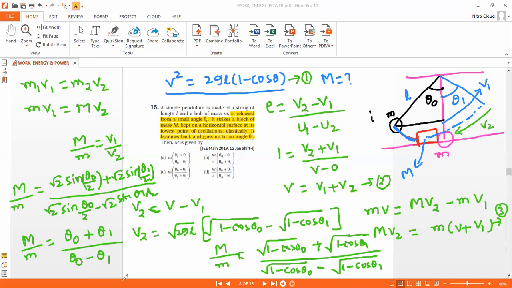Root 2 will get cancelled, and we are applying the approximation that when theta approaches 0, sine theta is approximately equal to theta. So capital M is equal to small m times theta naught plus theta 1 by theta naught minus theta 1. That is the first option, option A.